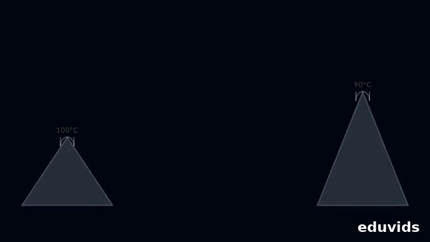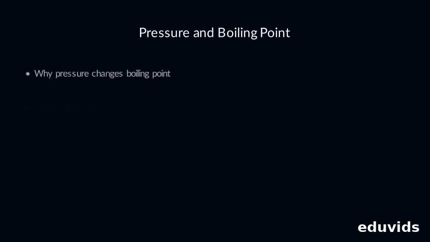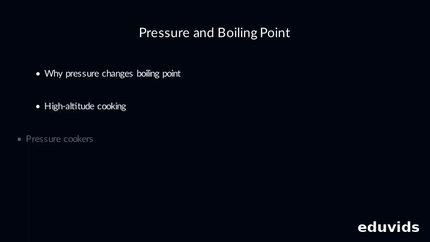A pot of water on two different mountains can boil at two different temperatures, even though it is the same pot and the same water. In this video we will uncover why atmospheric pressure changes water's boiling point. And we will test this with high-altitude cooking and a pressure cooker.